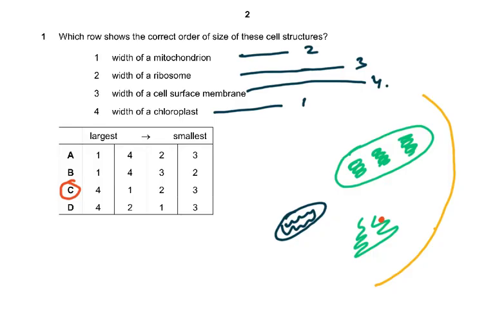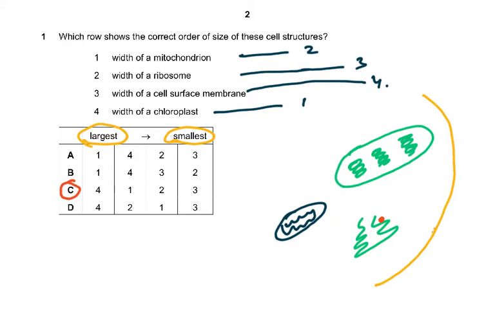Start question 1. It says which row shows the correct order of size of these cell structures, and then of course it gave you a clue, largest to the smallest. Now if you look at it, what have they given you? Width of a mitochondrion, then width of a ribosome, then width of a cell surface membrane.